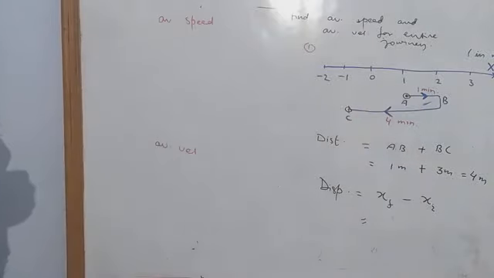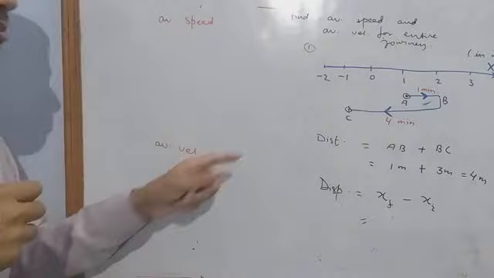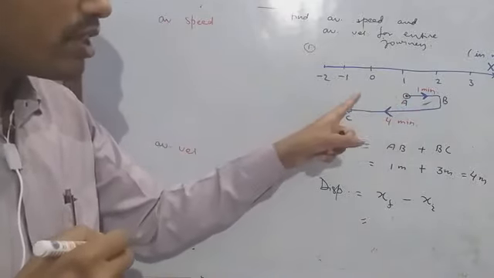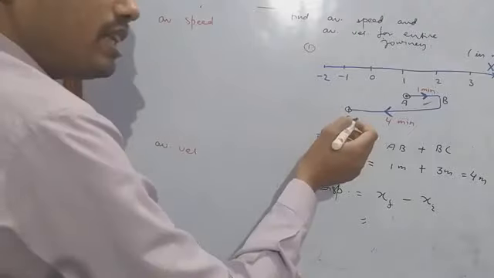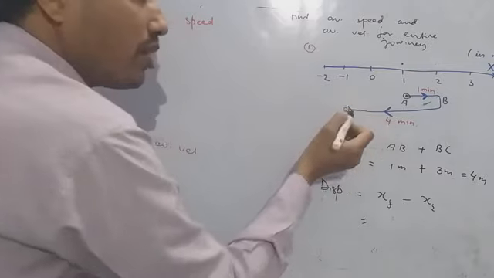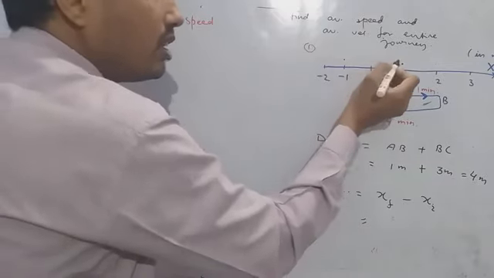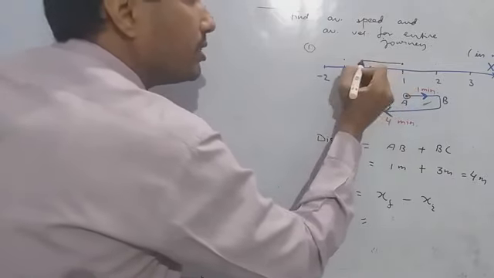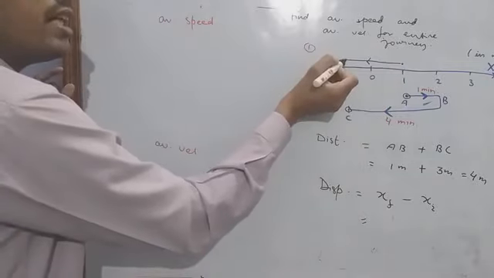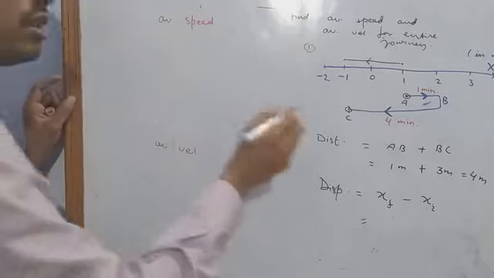And if you remember, I have told you that for finding displacement, forget about the path. Just see where the initial point is, where the final point is, and join the two positions using a straight line. The initial point was here, the final position is at C, that is here. Join this by a straight line pointing from initial to the final point. That gives you the value of displacement.